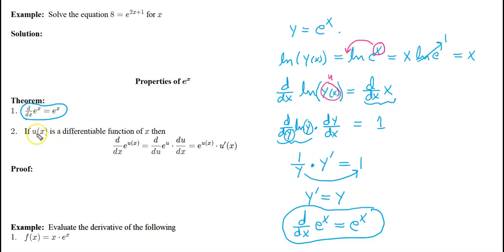Now let's take a look at this property over here. If u is a differentiable function of x, then d dx of e to the u, well, we just have to apply the chain rule, so we just write this as d du of e to the u times du dx, and we end up with e to the u times u prime. So that's in case the exponent here doesn't match what you're differentiating with respect to. So if the exponent is a differentiable function of x, you just get e to the u times u prime. That's just the chain rule. So let's take a look at a few examples down here.